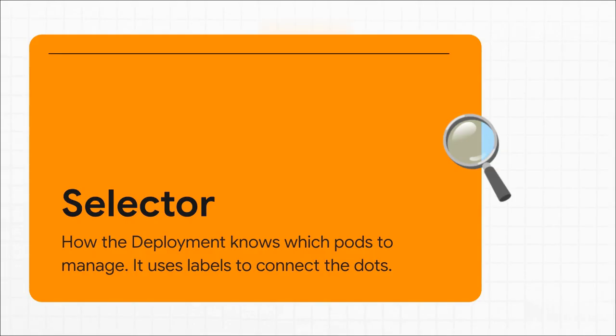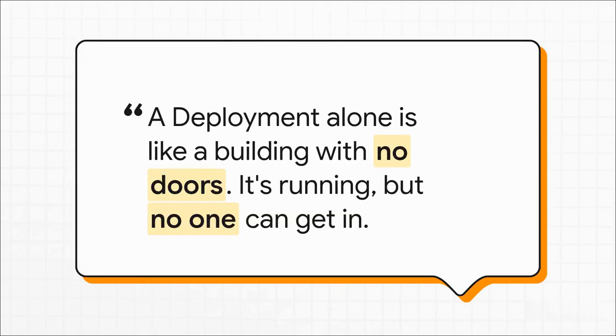Then in the deployment's blueprint, you tell its selector, hey, go find and manage anything with that exact label. It's a really simple but super powerful way that Kubernetes connects all the dots. And this quote just nails our next big problem.